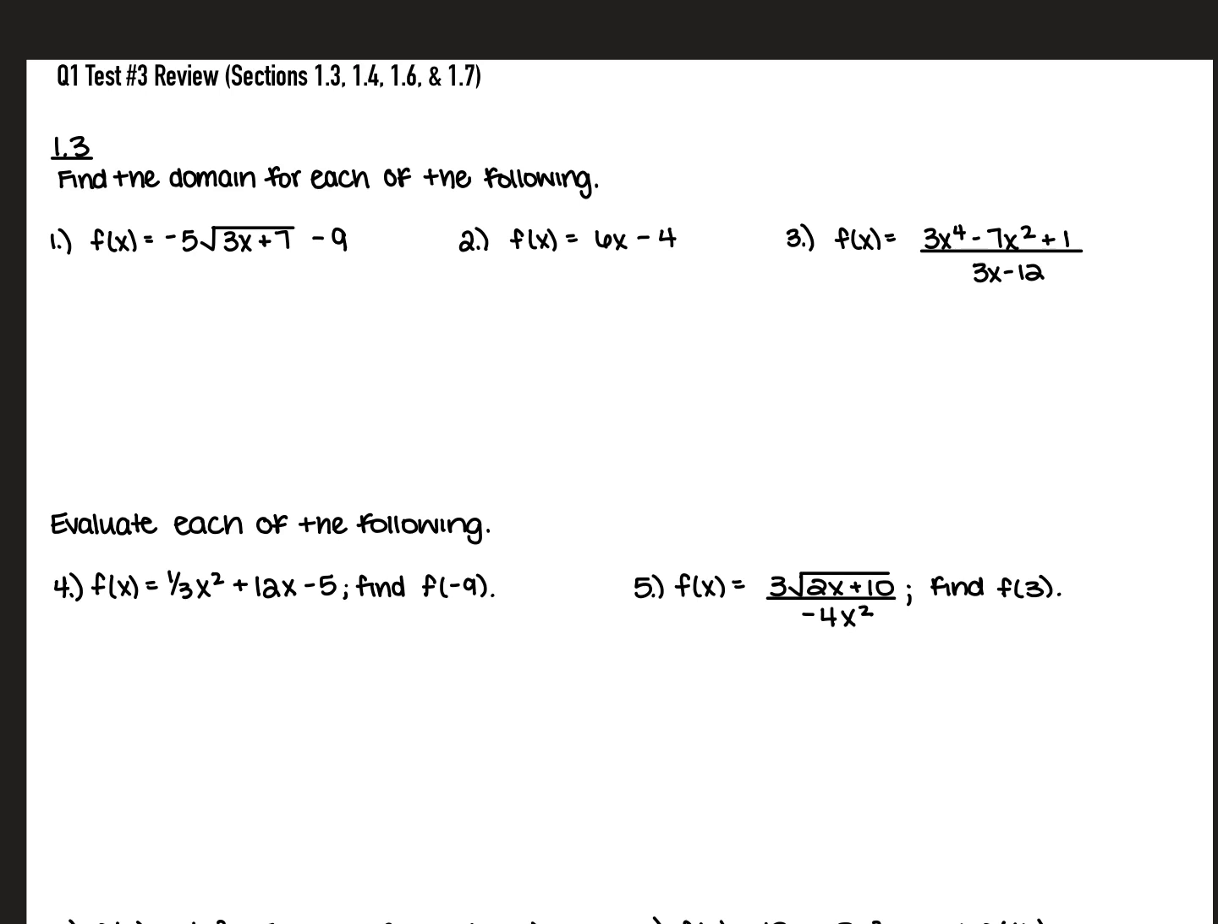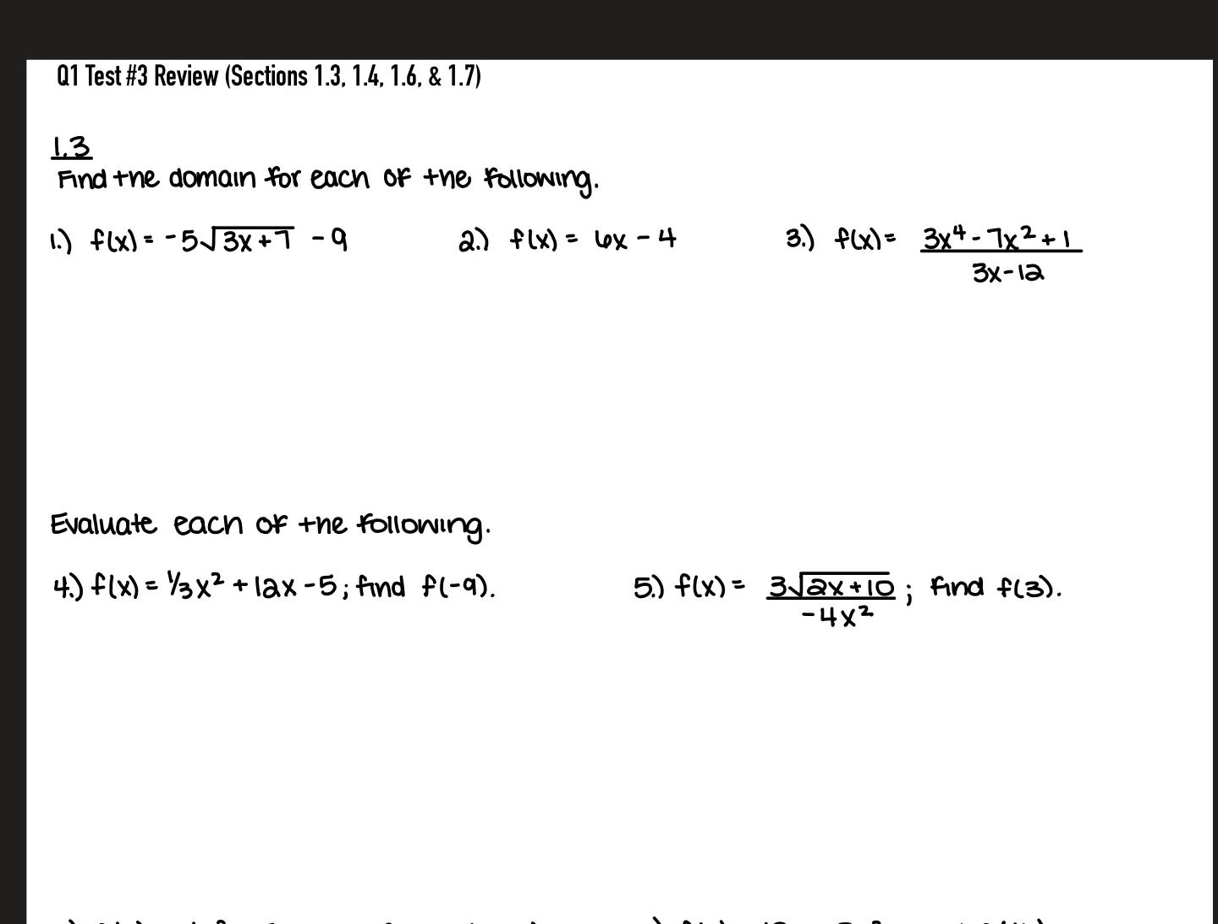Your test review goes over sections 1.3, 1.4, 1.6, and 1.7. Your 1.3 should be relatively easy because you did a quiz on that. So this is what that starts with. With the first section, you are finding the domain for each of the following functions.